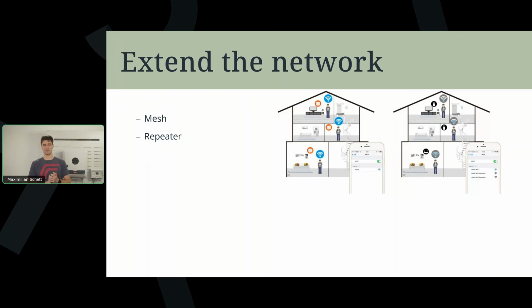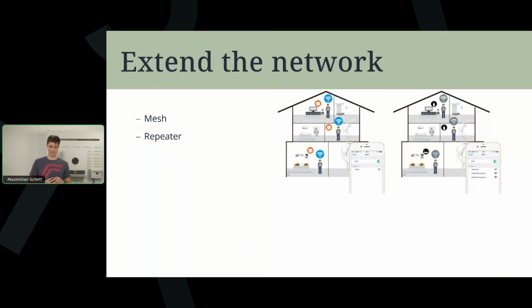You can help yourself with mesh systems or repeater systems. They're very similar systems. Both have the aim to amplify the Wi-Fi signal. The repeater is a device you usually put in your power sockets, and the repeater receives the Wi-Fi signal and then shouts a new Wi-Fi signal into the next room.